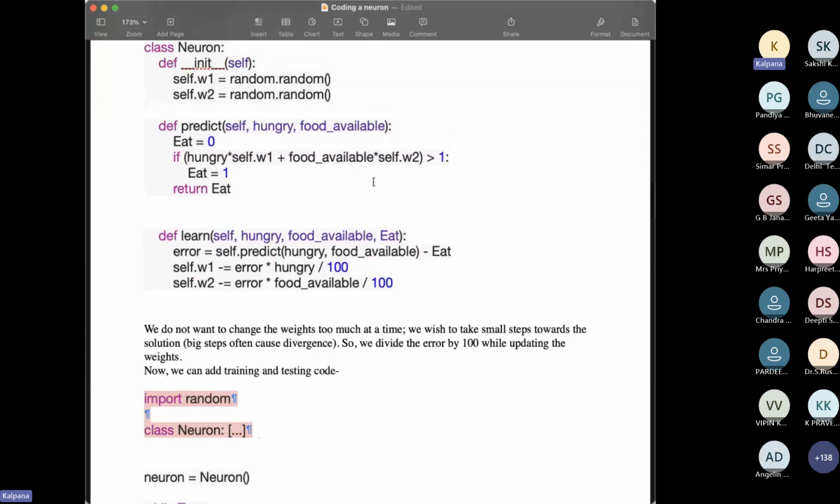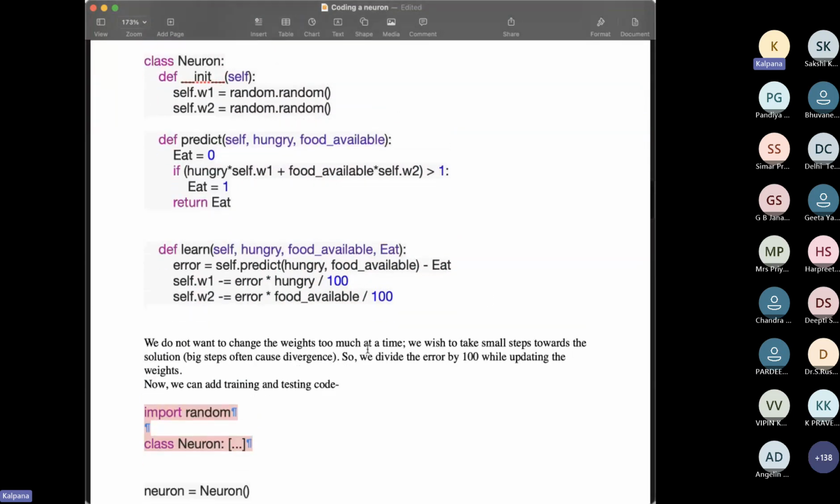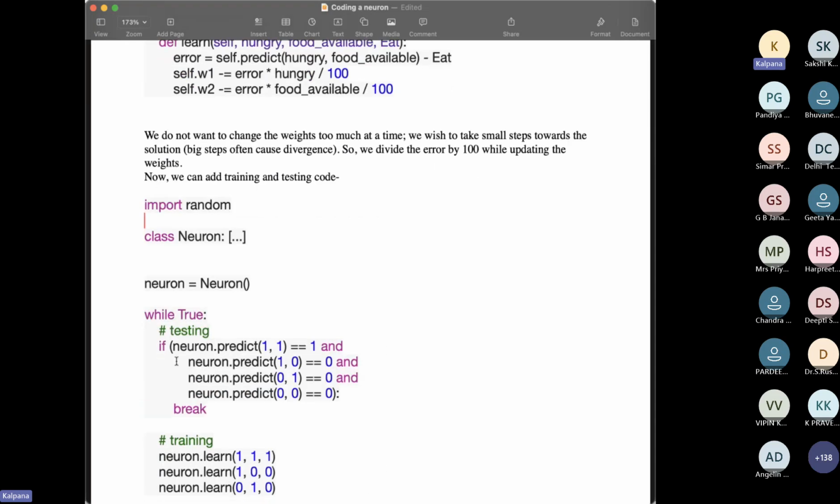Now what we are trying to do is use this neuron to predict. The neuron has been defined. Now we are doing the learning process. Now we are doing the training process. There is a learn function available. We are doing the training part.